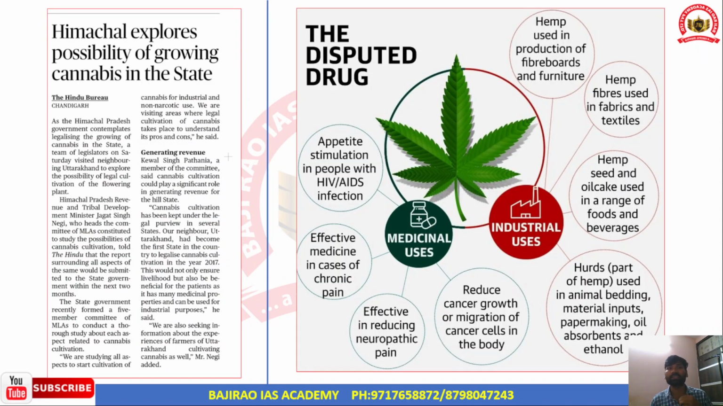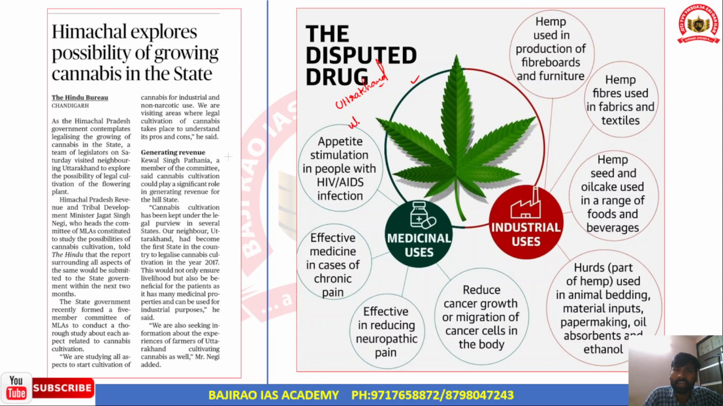Now the next article is about Himachal Pradesh exploring the possibility of growing cannabis in the state. Cannabis is a narcotic drug plant. Along with the narcotic side effects, cannabis is illegally cultivated in several parts of India. However, a few states have legalized the cultivation of cannabis, like Uttarakhand and also Uttar Pradesh. So they have legalized the cultivation of cannabis.